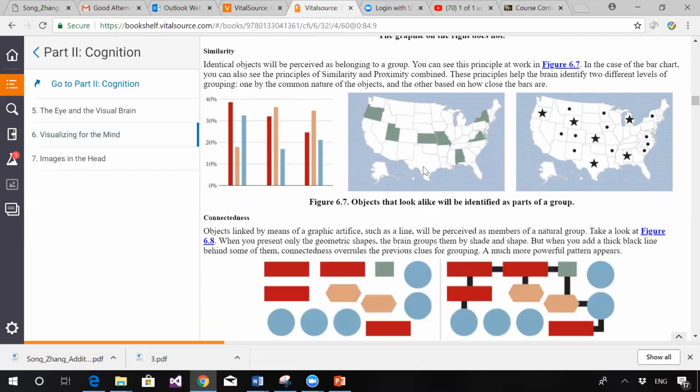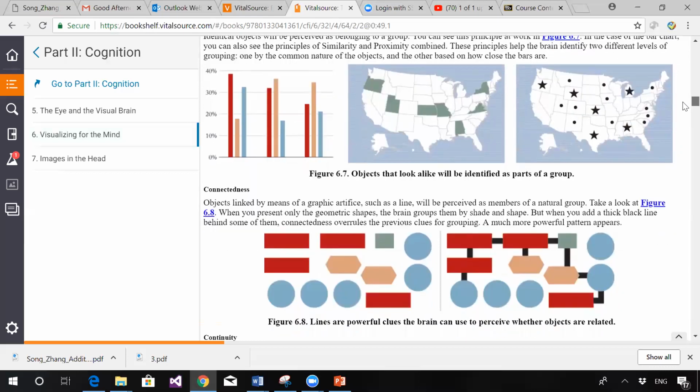Here, in this picture, you may feel all the green ones belong to one group, and the rest is another group. In here, you may feel there are three groups: the state with nothing in it, the state with a dot, and the state with the star. So they show us that similarity can also group things together.